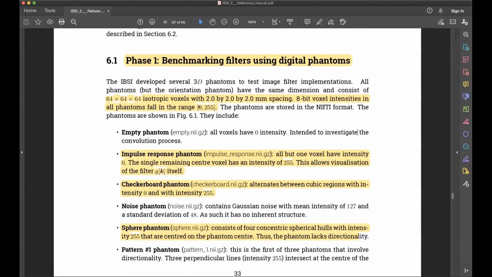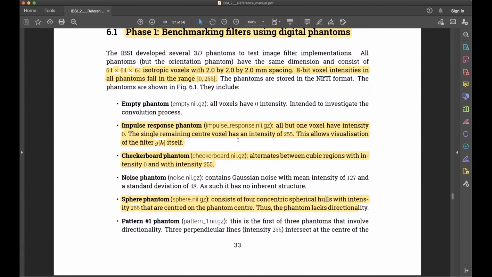They're all 64 by 64 by 64 voxels with 2 millimeter spacing. It's important to take that into account. The intensity range is between 0 and 255, so they're encoded with 8 bits. That's important to take into account too.